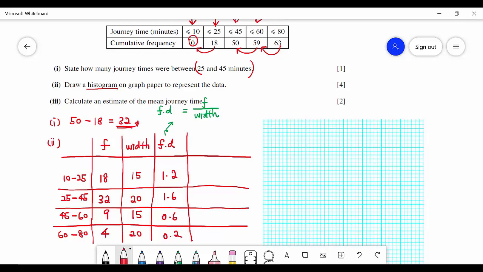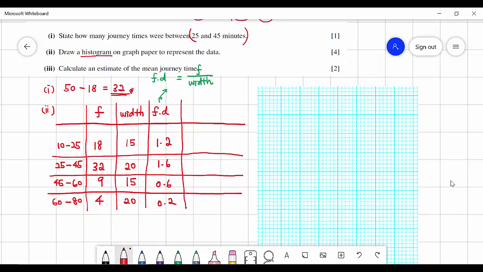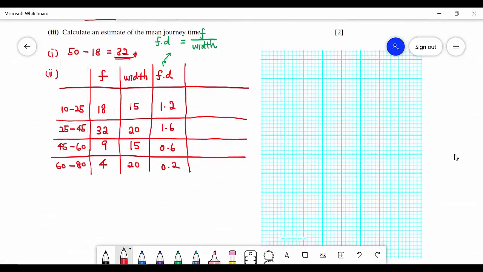All right, so once you are ready with all the information already, then you can start drawing the histogram. To draw the histogram on the table, first of all, you should look at the frequency density. The y-axis will be the frequency density, and the x-axis will be your class boundaries.